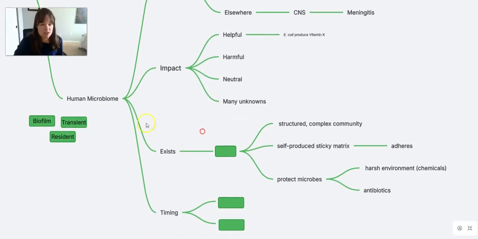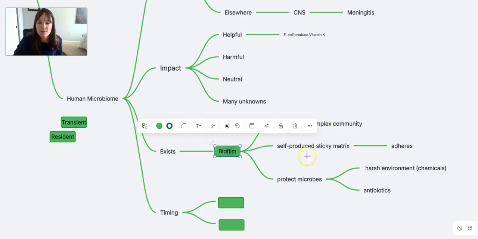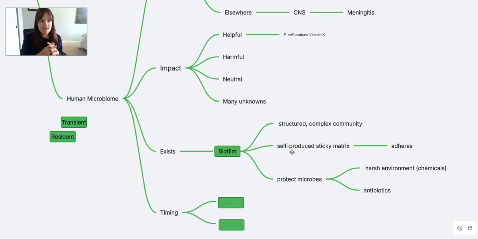Another important thing to know about the human microbiome is how it exists. And there's a key term over here that was in your glossary terms. Which one describes how microbes exist? Okay, if you said biofilm, you are correct. A biofilm is a structured, complex community of microbes. They build this structure and they have this complex community in large part because they can produce a sticky matrix. And that allows them to adhere to surfaces as well as to each other.